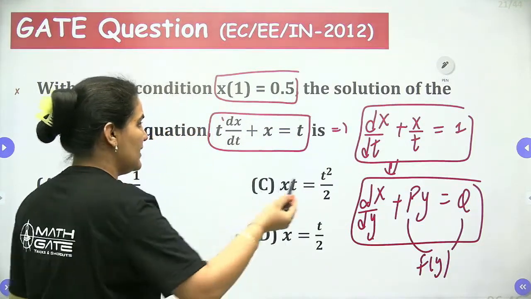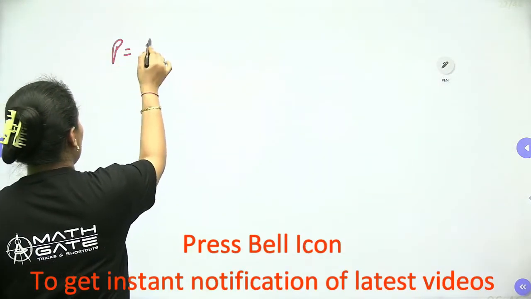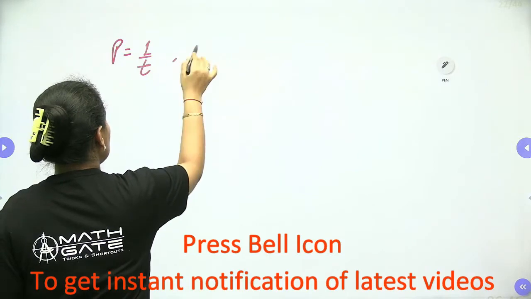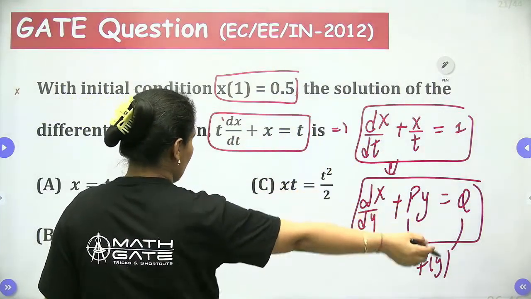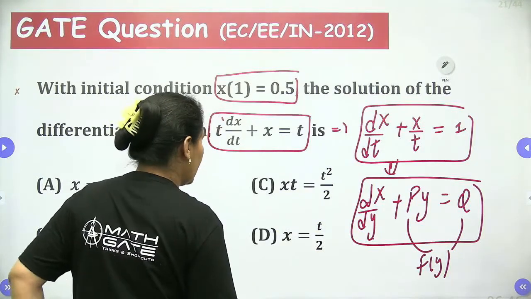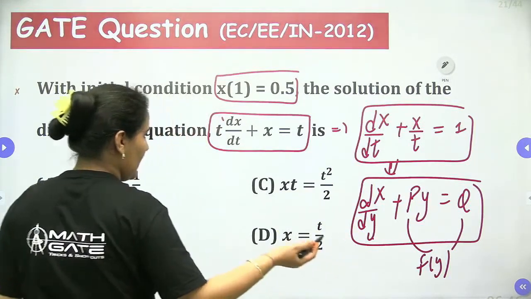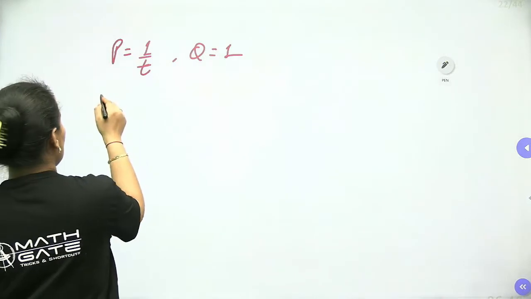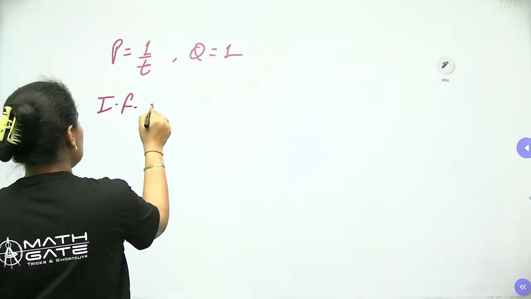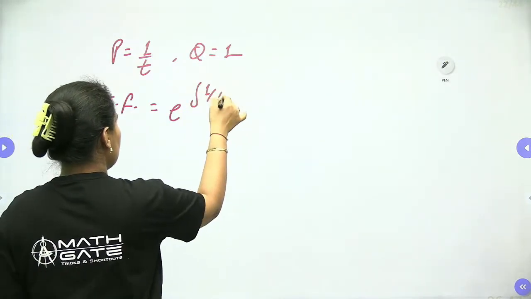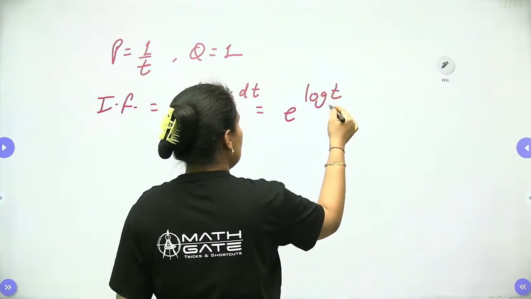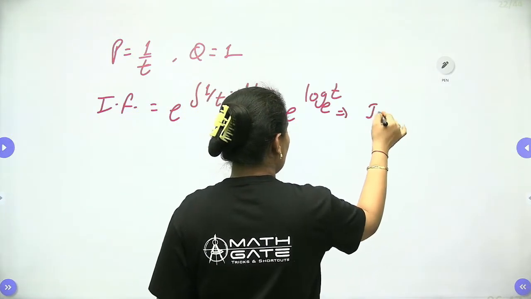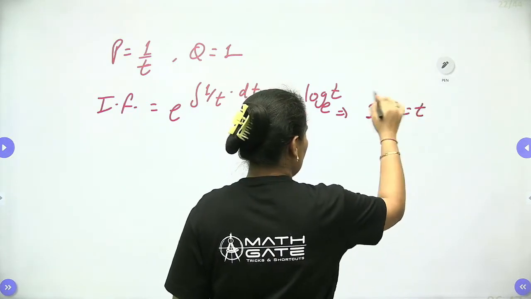So we can say P is equals to 1 by t from here, and Q is equals to 1 only, because already t and t cancel out. So that's why it will be 1 only. Let's find the integrating factor first. It will be e to the power integral of 1 by t dt. So it will be log of t to the base e, hence your integrating factor will be t only.